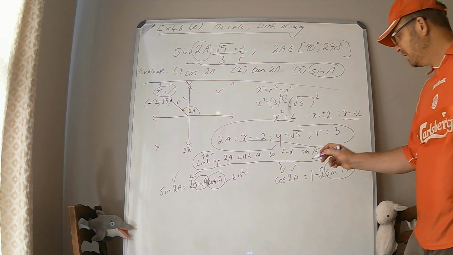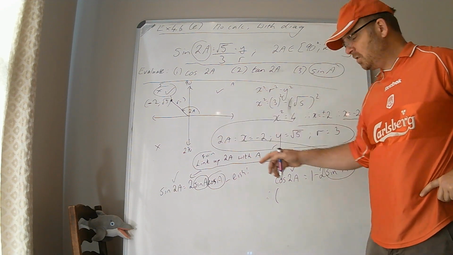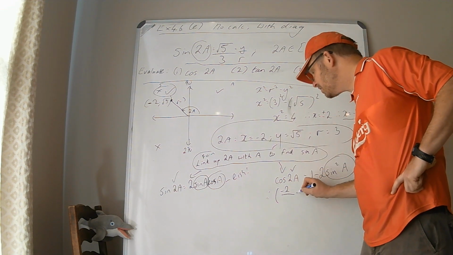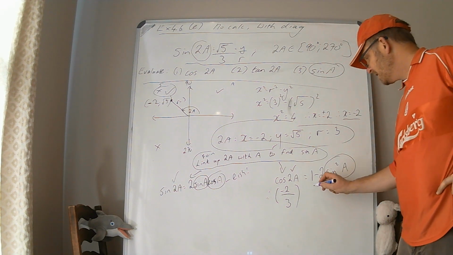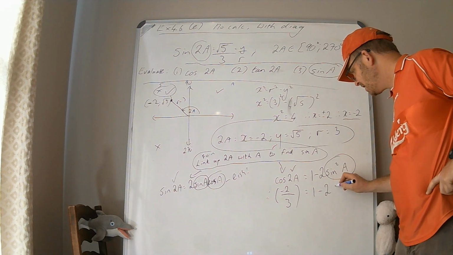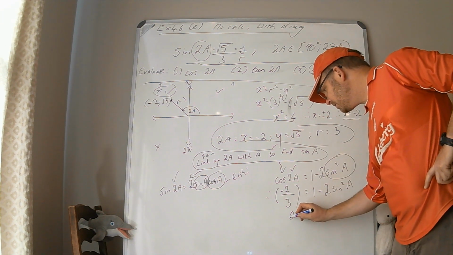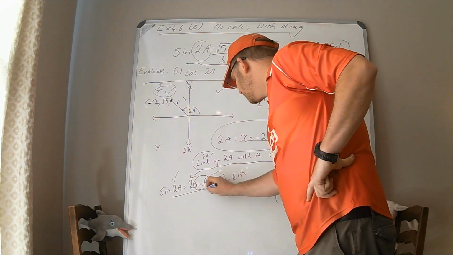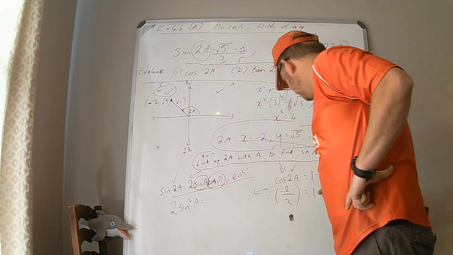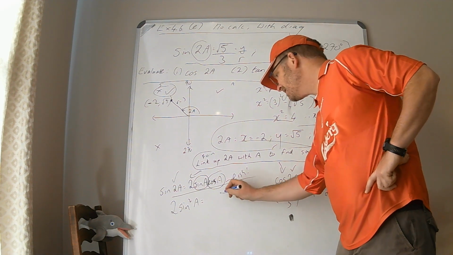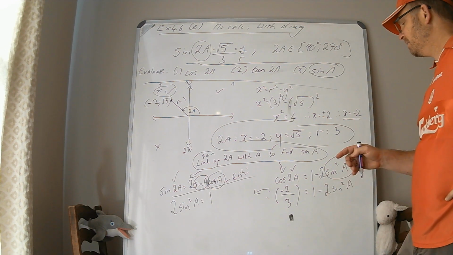Even if you hadn't worked it out, you could do it very easily. For angle 2A, what's your x? If x is negative 2, then your radius is 3. So cos of 2A is negative 2 over 3, which is going to be equal to 1 minus 2 sine squared A. So if I move that across, I'm going to have 2 sine squared A is equal to 1. That was minus, cos 2A was minus 2 over 3. If I move it across, it becomes plus 2 over 3.